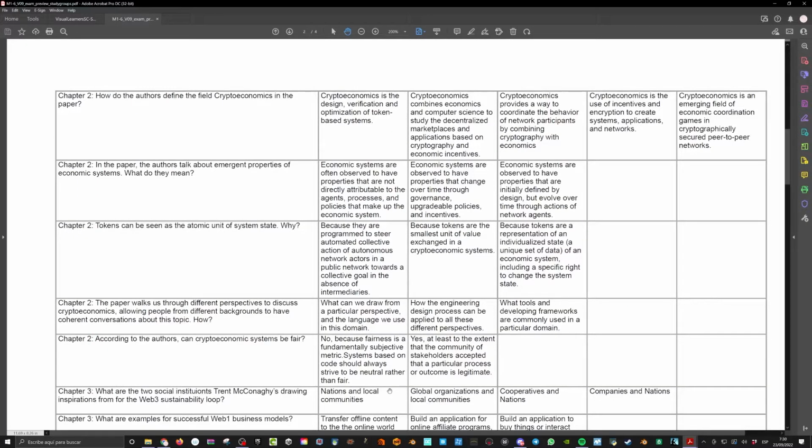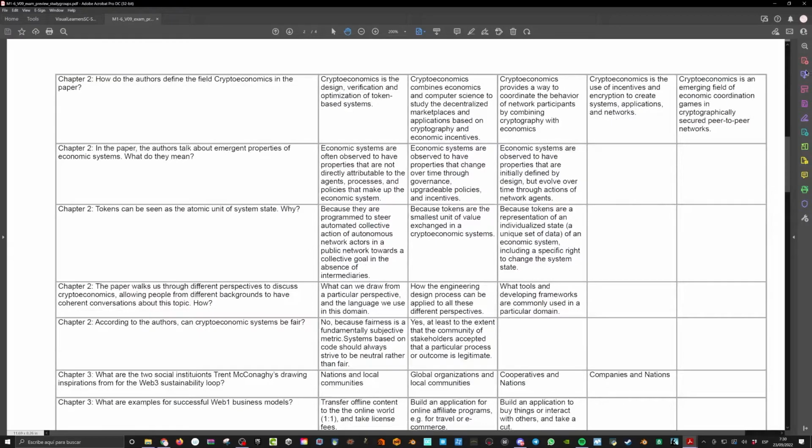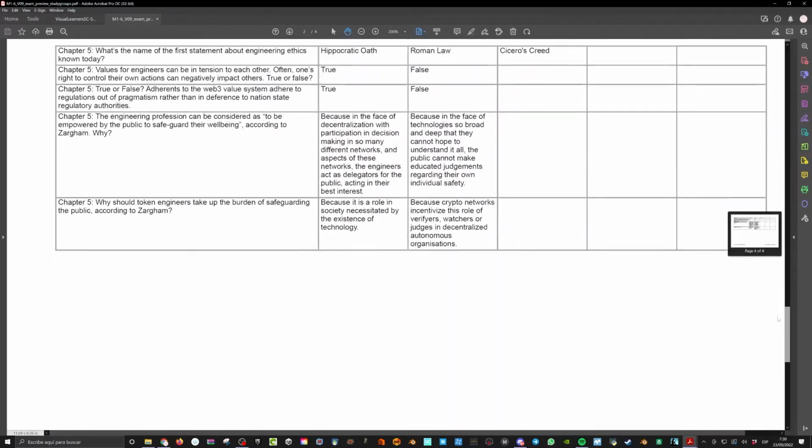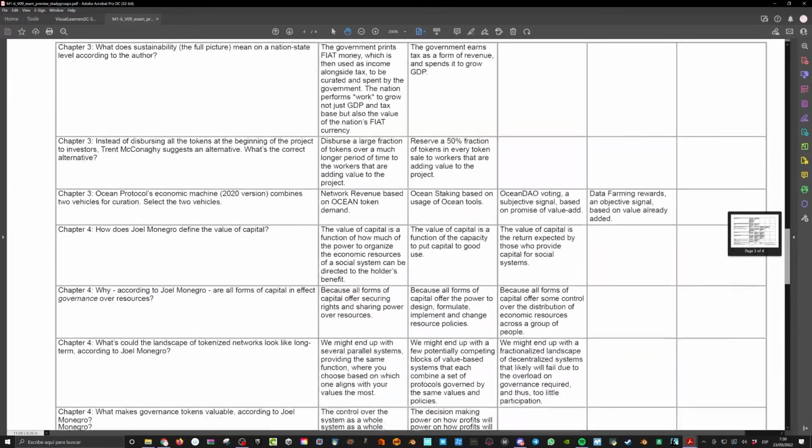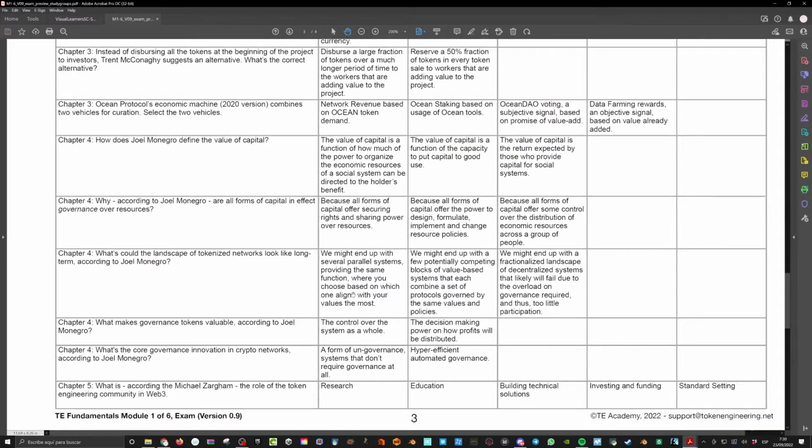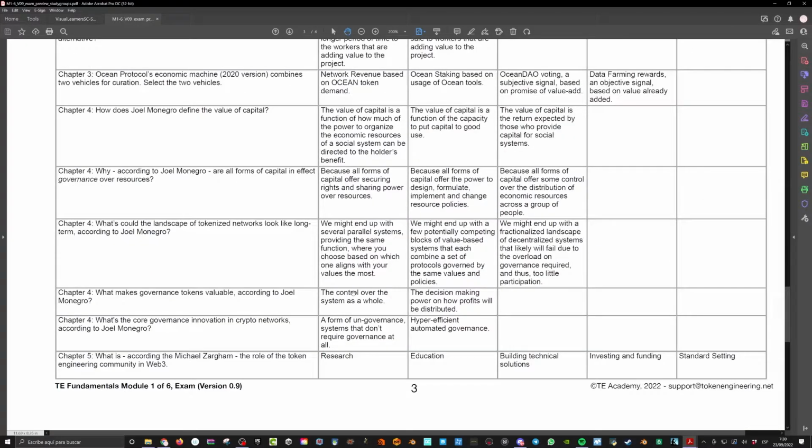I think was there one more? No. Now we go to Chapter 5. The last page, or not quite the last page, actually 2. Yeah, there's one here. So you're taking it away now. You go. Okay, so what is, according to Michael Zargham, the role of the token engineering community in web? Who wants to take this? Lutra, do you want to take this?